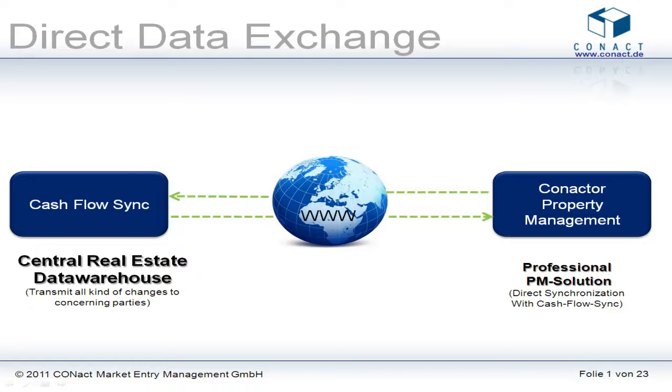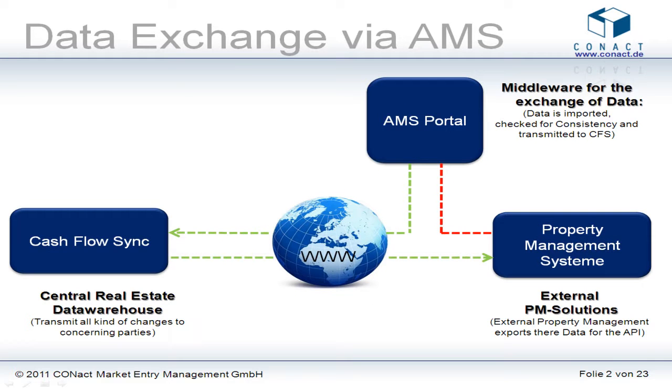With a graphical representation, we want to explain the exchange of data between connector property management and cash flow sync. The self-development connector property management is directly connected with cash flow sync and can transfer data to cash flow sync via internet. At the client, the system can also be connected directly via interface. If you don't use connector property management, the exchange to cash flow sync can also be possible.